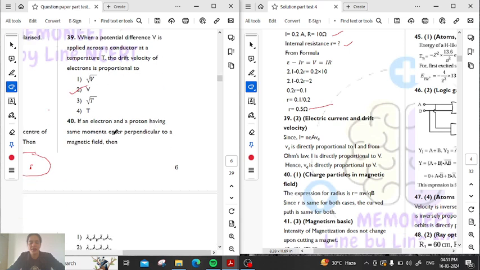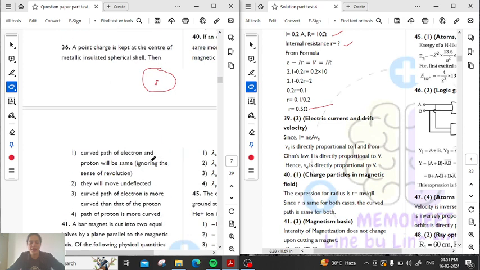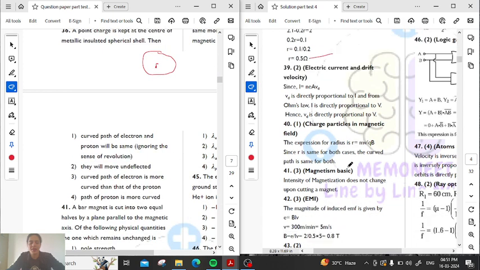Now next, 40th. If an electron and a proton having same momenta enter perpendicular to the magnetic field, then एक electron और एक proton same momenta के साथ magnetic field के अंदर आ गए, देन क्या होगा उनका, ठीक है. अब द एक्सप्रेशन ऑफ द रेडियस वी आर गिवन दिस, so r is same in the both cases, so the curve path is also same, so that means the curve path of electrons and proton will be same.